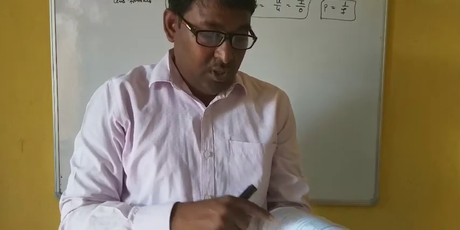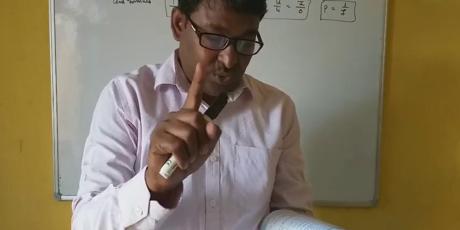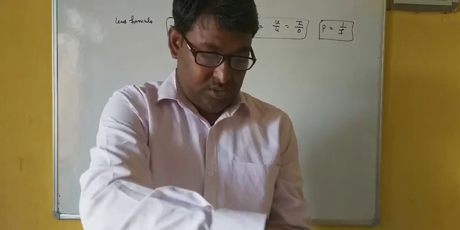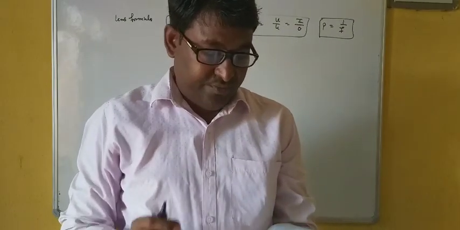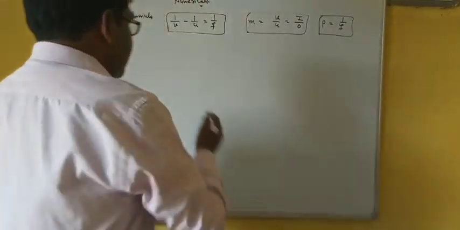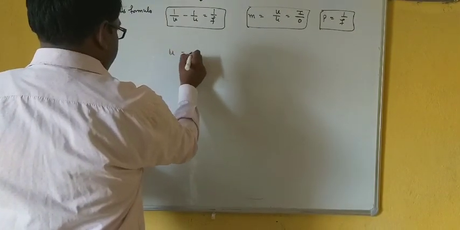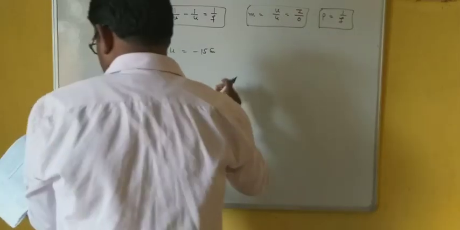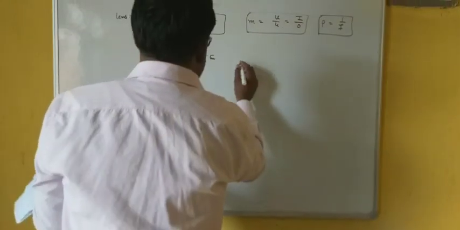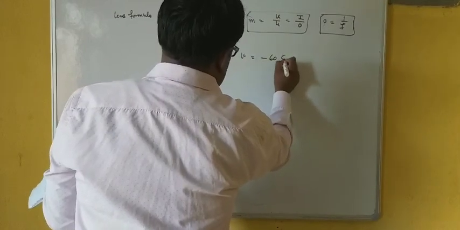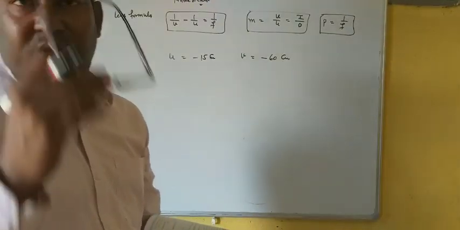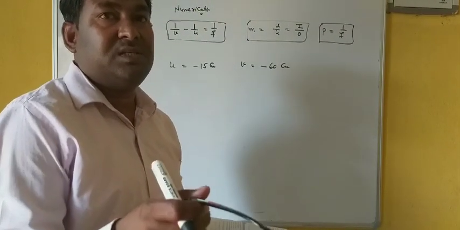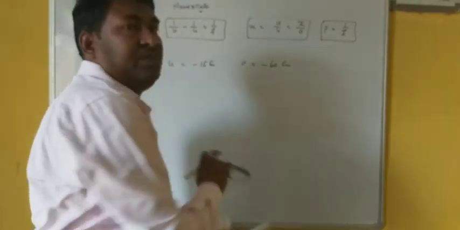One more numerical. A lens forms the image of an object placed at a distance 15 centimeter from it, at a distance 60 centimeter in front of it. Okay, means U is 15 centimeter in front of lens, and what is V? At a distance 60 centimeter in front. In front means negative. Whenever you are given that your image or object is in front of the lens, that value will be negative.